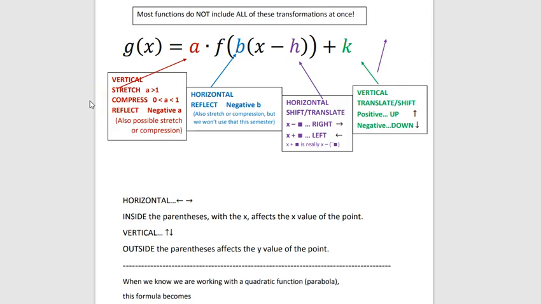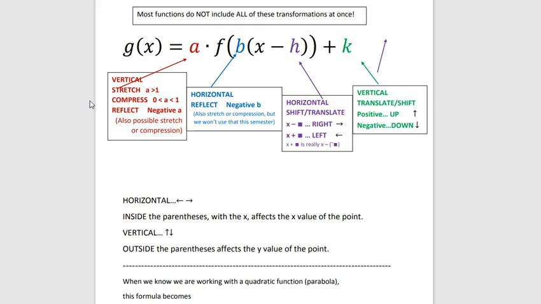So let's look at the first transformation, which is A. A is your vertical stretch. And to figure out if it's going to stretch or compress, you're going to find the absolute value of A. So it's always going to be the value, not the sign. So if A is bigger than 1, it's going to stretch it vertically, meaning up and down. And if it's a fraction or decimal that's less than 1 but bigger than 0, it's going to be a compression. If it's a negative, we know it's going to be reflected.